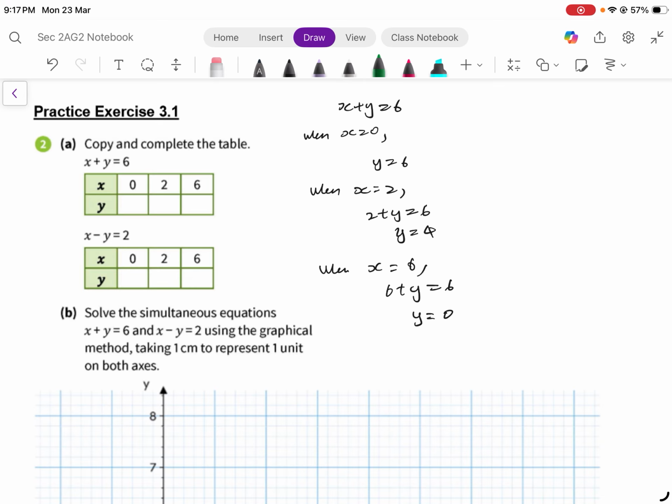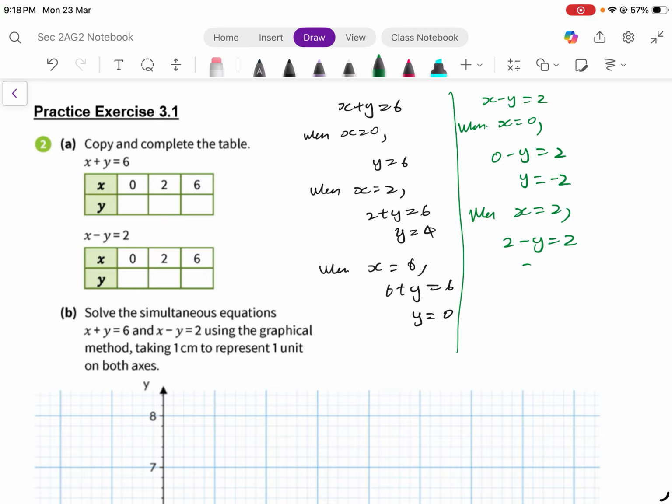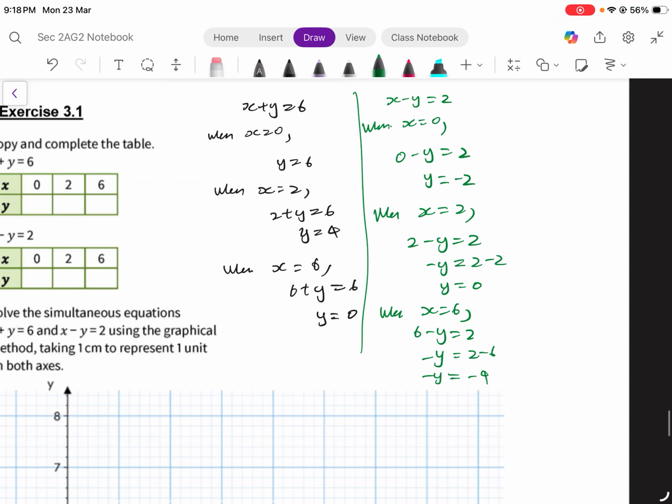Okay, then for the other side, x minus y equals 2. So when x is 0, 0 minus y equals 2, y equals minus 2, right? Then when x equals 2, 2 minus y equals 2, minus y equals 2 minus 2, so y equals 0. And lastly, when x equals 6, 6 minus y equals 2, minus y equals 2 minus 6, minus y equals minus 4, right? So y equals 4.